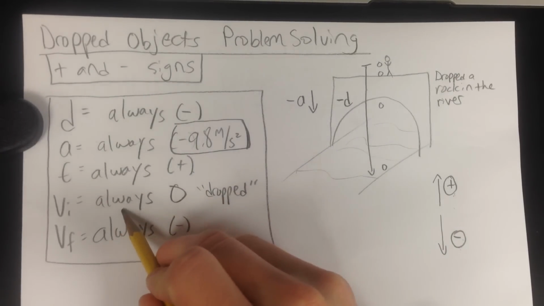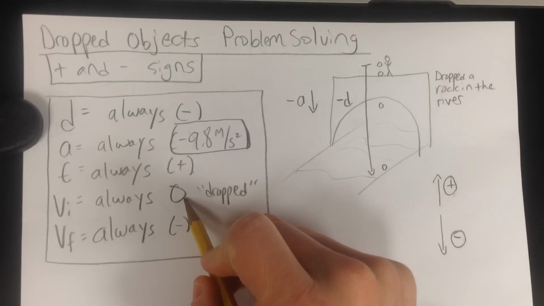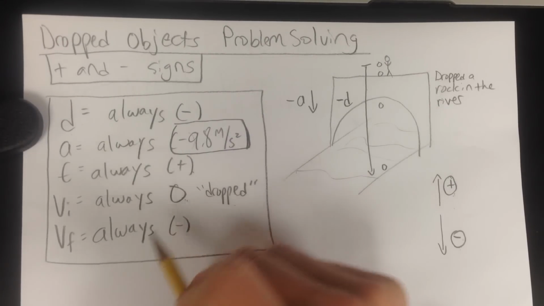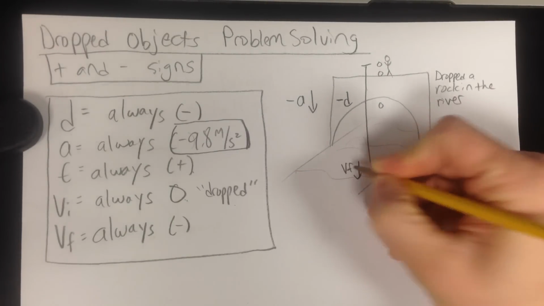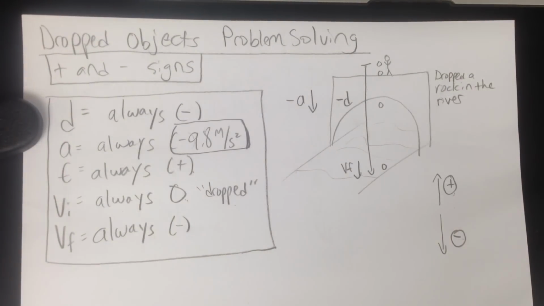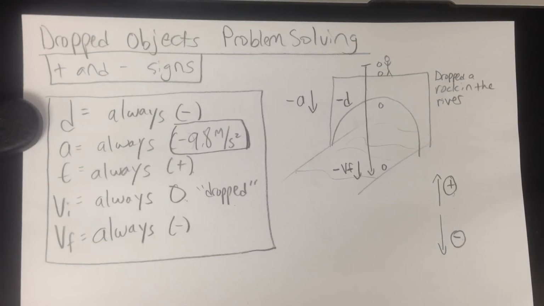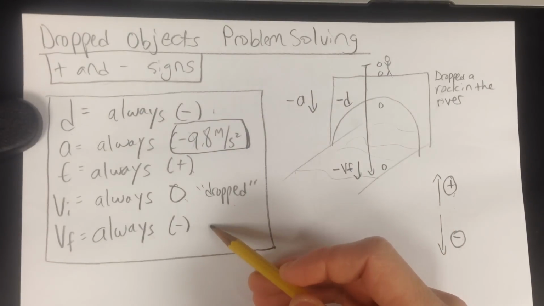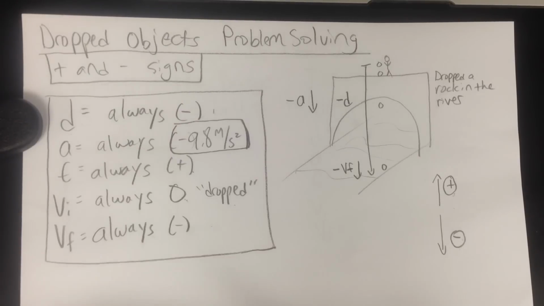Alright, initial velocity. When something is dropped, it has an initial velocity of 0. It starts out at rest. And final velocity would be right before it hits the ground, right there. And that would be a negative because it's traveling downwards. Alright, so just refer to your list when you're plugging variables in, and you'll know whether to make it a negative or a positive.